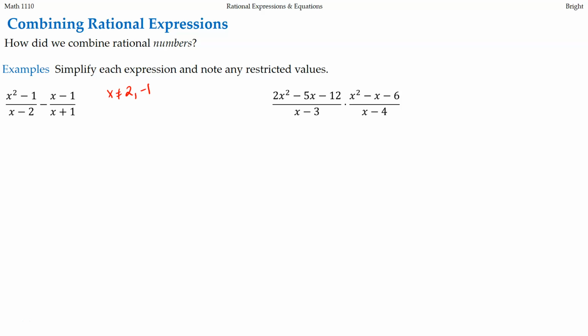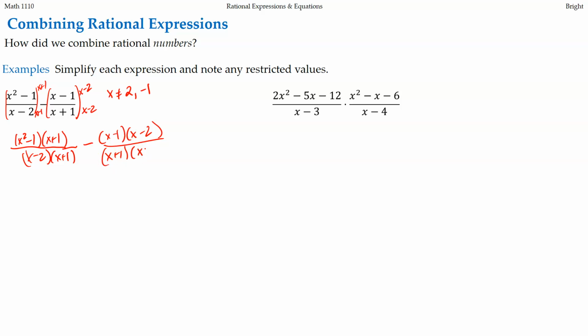But anyway, we're going to subtract these things. So we need a common denominator, right? So I need to multiply this first part by x plus 1 in both numerator and denominator. And the second one I need to multiply by x minus 2 to both numerator and denominator. Okay, so then in this first term I'm going to have x squared minus 1 times x plus 1 in the numerator, and then x minus 2, x plus 1 in the denominator. Okay, next term I'm going to have x minus 1 times x minus 2 rather, and then the denominator is going to be x plus 1 times x minus 2.